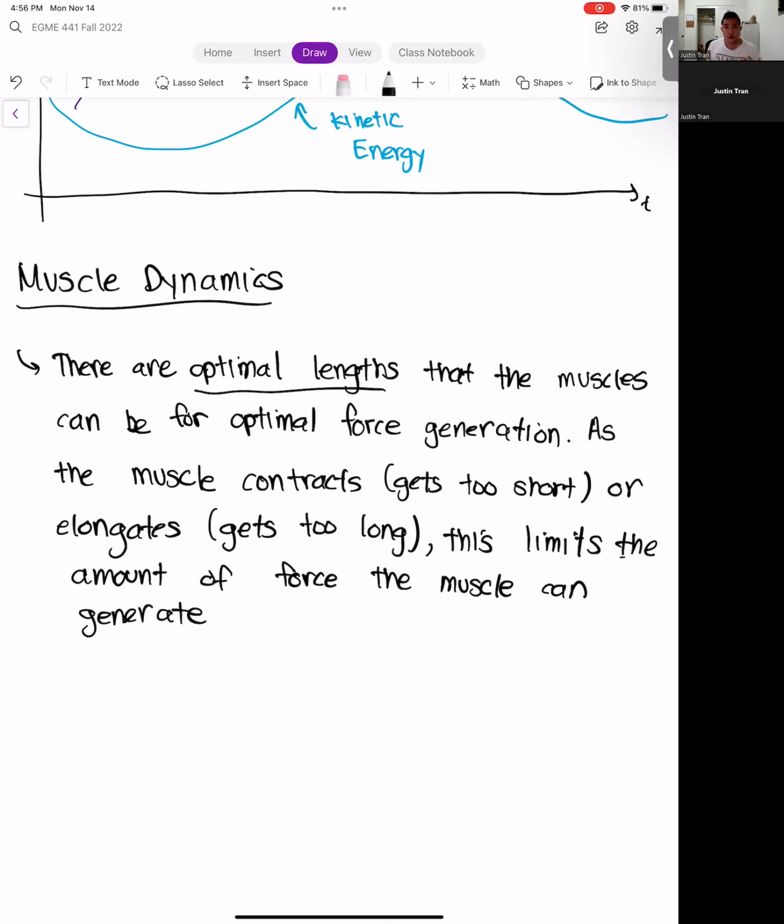And the reason for this, very simply, is that the amount of force the muscle can generate depends on how many protein filaments, how much they can overlap, and how much they can contribute to a power stroke. And so there's an optimal length in the middle where you have optimal lining up between the protein filaments.